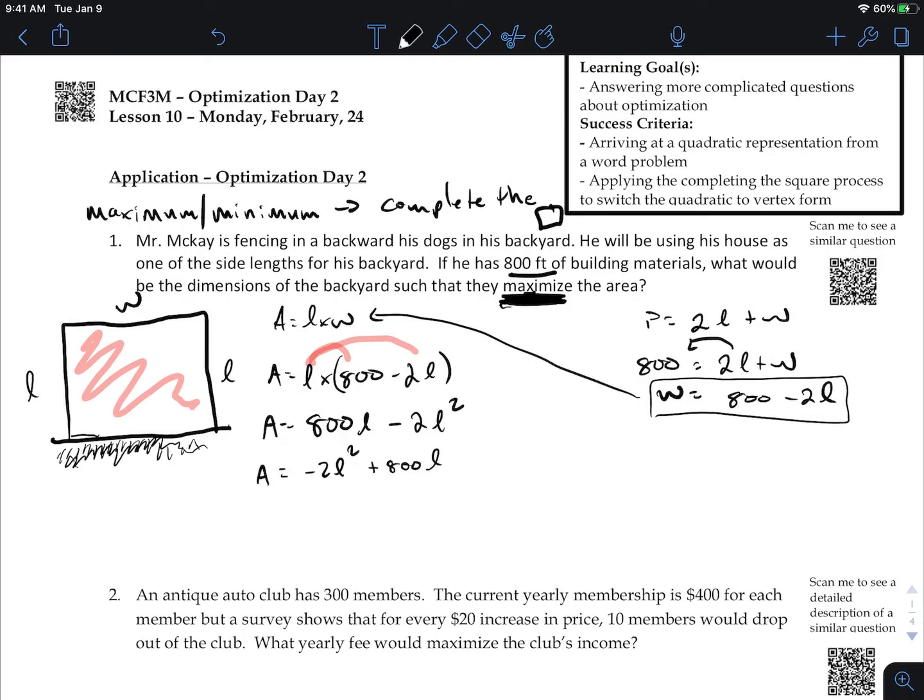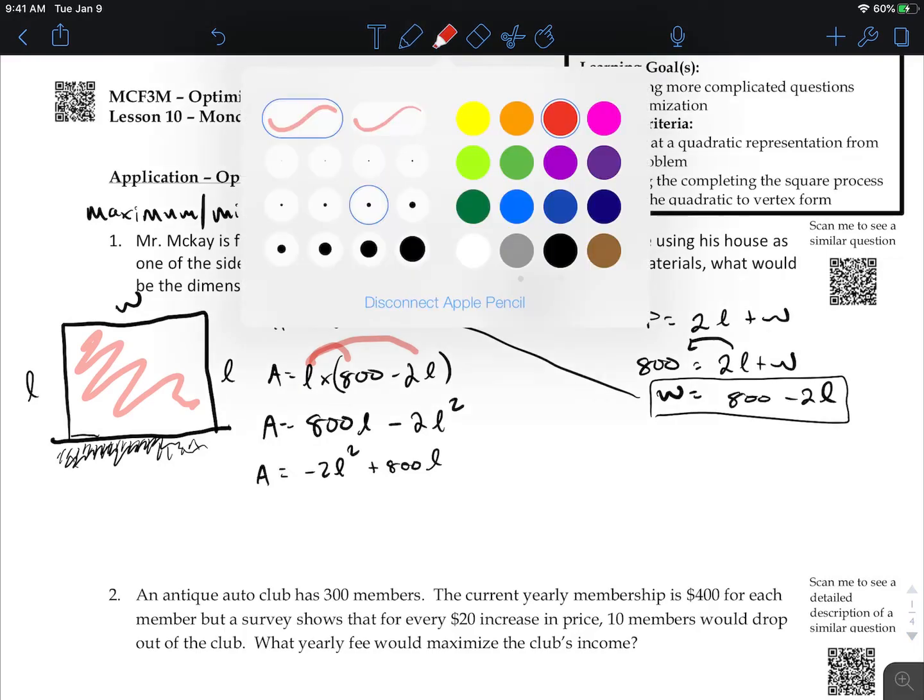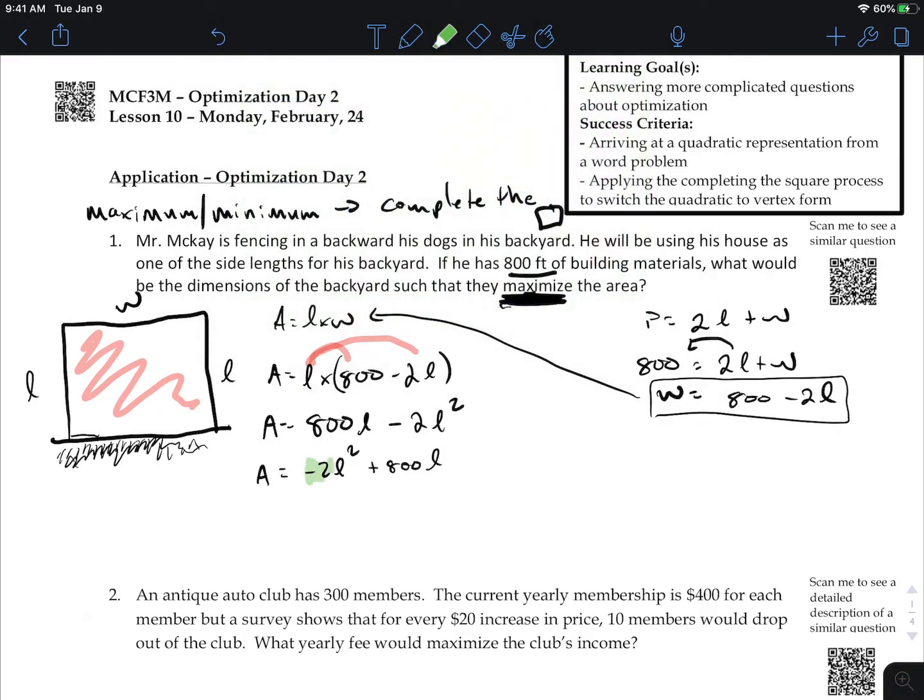So we knew, I see here now, with the completing the square process, the value in front of the variable squared is not 1, so I cannot actually do it the way that it sits, right? So I'm going to take that number and pull it out first, right? So A is going to equal -2, I'm going to open a square bracket, L squared plus 800, sorry, minus 400.